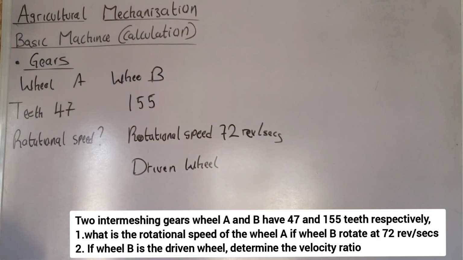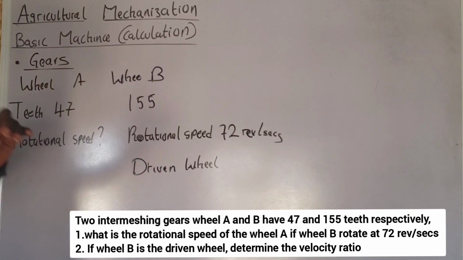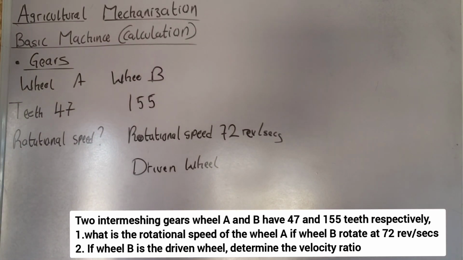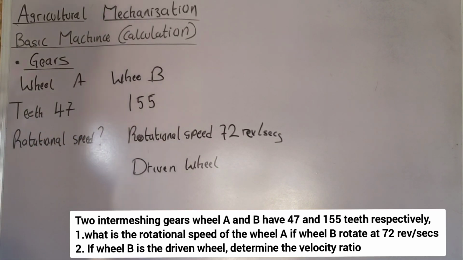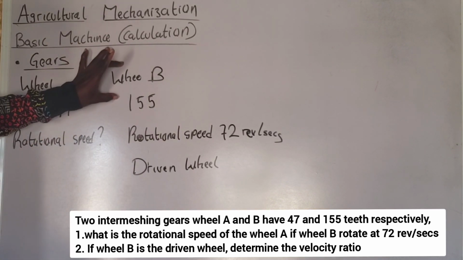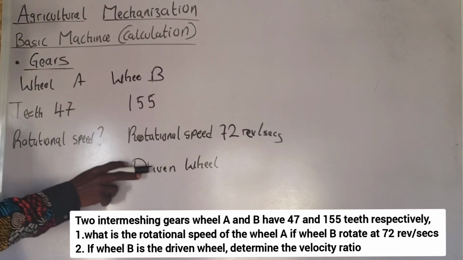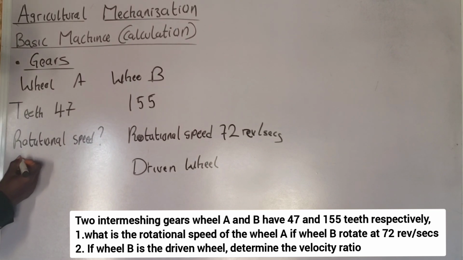Now, pay attention. What I did here is that I just wrote the information of each gear under each wheel. The information for wheel A is this. The parameters for wheel B is this. Now, if wheel B is the driven wheel, that means that the driver wheel is what? Wheel A. This is the driver wheel.